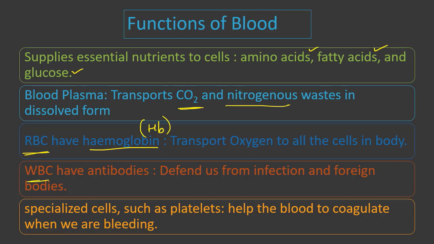Then we have the WBC, which produces the antibody that defends us from infection and foreign bodies. And of course, there is also the macrophage, which helps at a cellular level in protection from infection or foreign bodies, and it engulfs the microbes and protects us. Then there are specialized cells such as the platelets, which help in blood coagulation when we are bleeding because of a cut or an injury. So these are the functions of the blood that we all need to know.